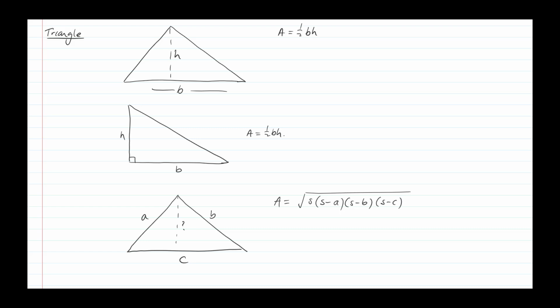But what's S? S equals A plus B plus C over 2. So that's Heron's rule, and S is half the perimeter, which is a nice easy way to think about it. And if you work out S first of all, then you can work out the area.